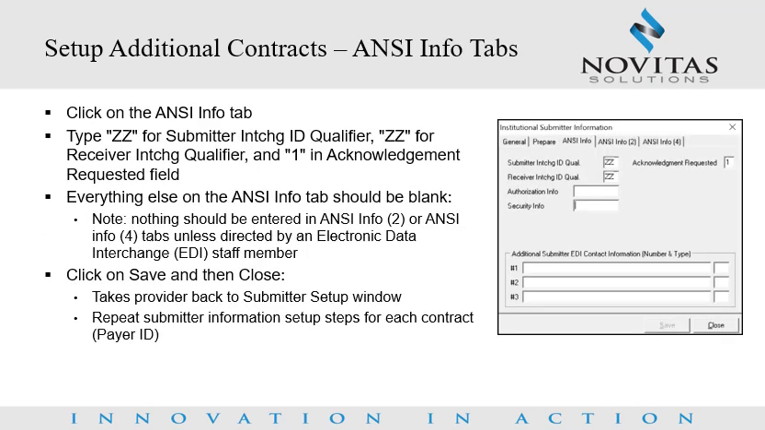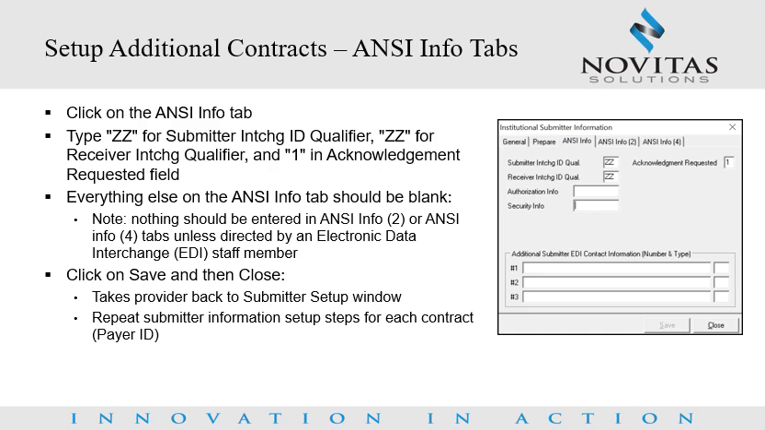Set up additional contracts, ANSI Info tabs. Next is the ANSI Info tab. The provider will type ZZ in the field for the submitter qualifier and ZZ again in the field for the receiver qualifier. The provider will also type the number 1 in the acknowledgement requested field. Everything else on the ANSI Info tab should be blank.